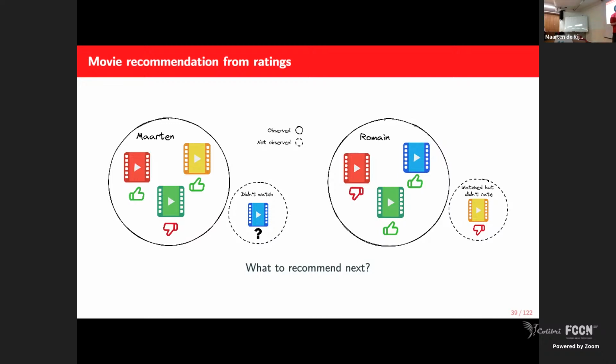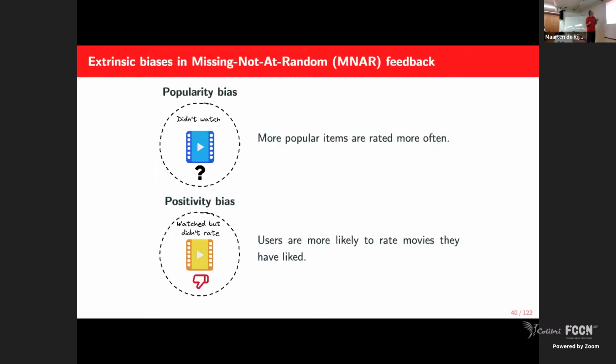And Romain did watch the yellow movie, but he didn't rate it. He didn't say this or that, nothing. There's no judgment from him. So we have this problem of missing not at random. Missing not at random for different reasons.